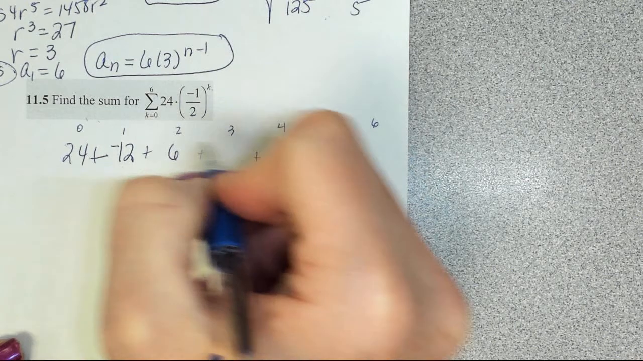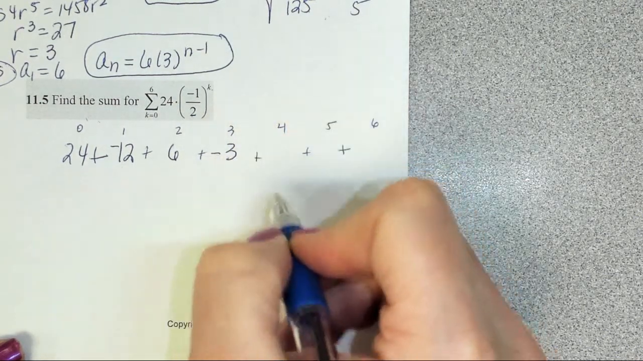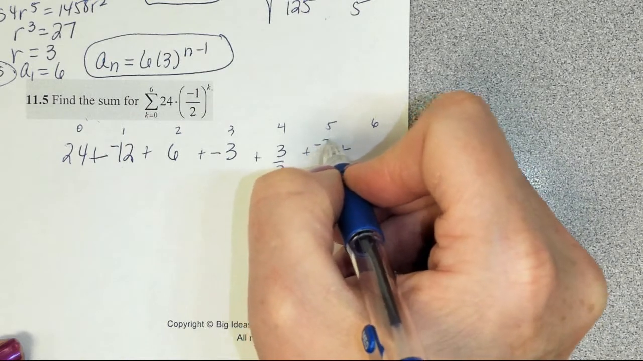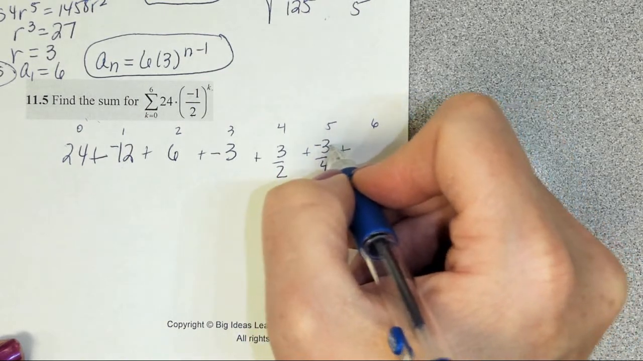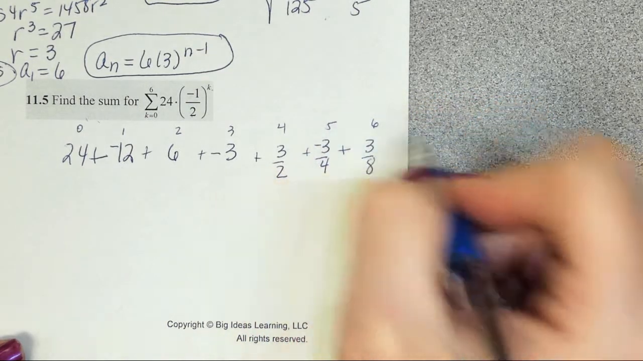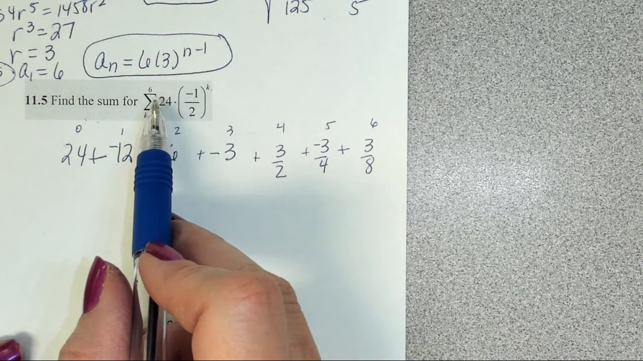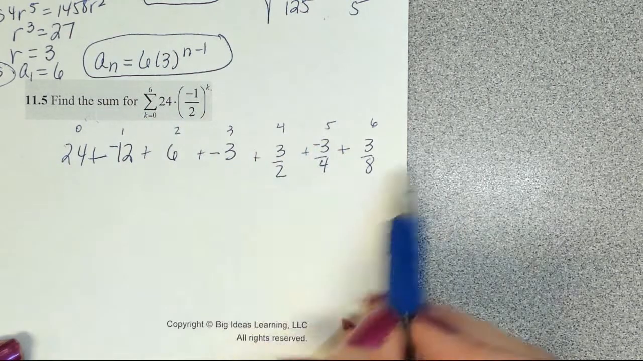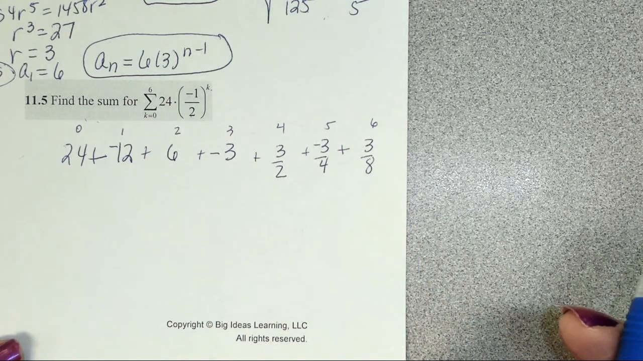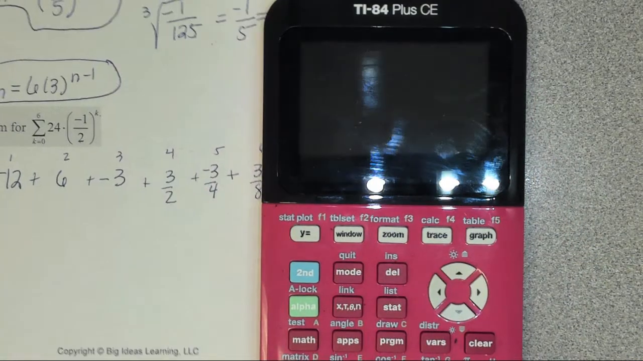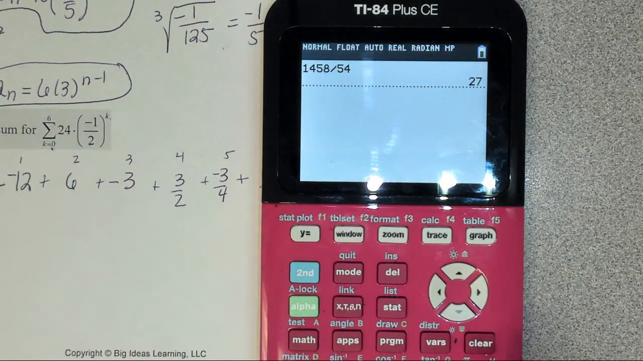So this is going to be 6. That's going to be negative 3. That's going to be 3/2. That's going to be negative 3/4. That's going to be 3/8. And if I didn't feel comfortable putting this in, if I have one of the harder to work calculators, I might just want to add these up. Okay? Some of you can add these up. I have the easy calculator, so I'm just going to go ahead and plug this in.